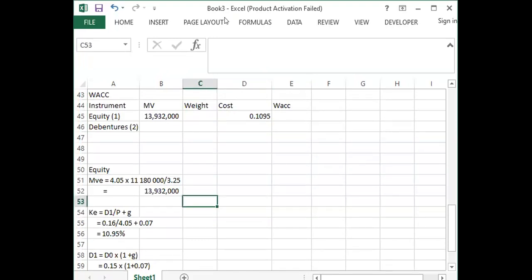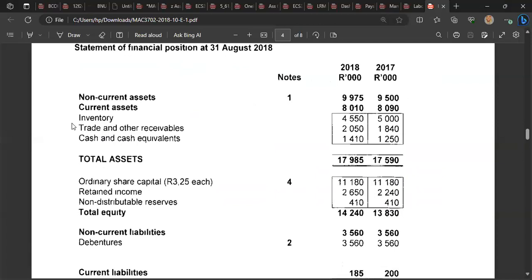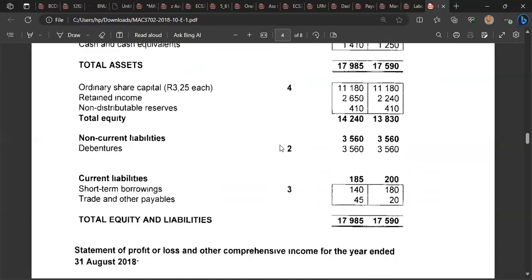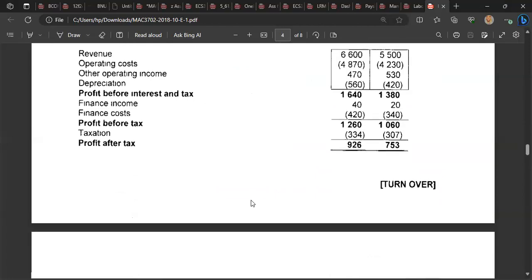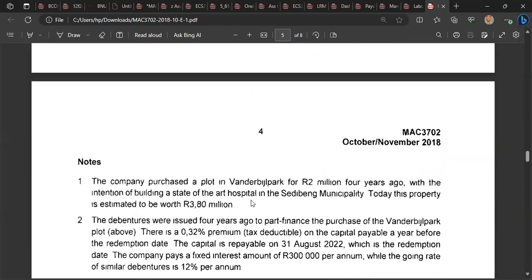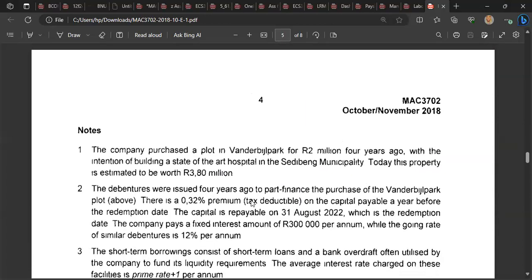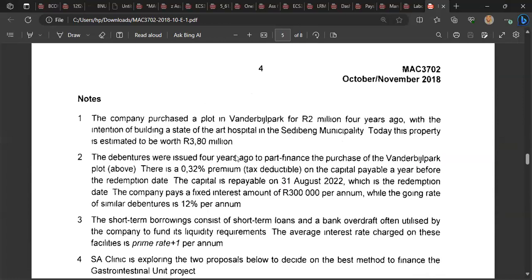All right, let's deal with the debentures and then we will be done. Debentures are on note number 2, so let's go to note number 2. We disregard the ones where they said they can be issued for such and such a price. We want to see the ones that we currently have. The debentures were issued 4 years ago to part finance the purchase of Vanderbilt. In case you didn't know, that's how Vanderbilt is spelled.